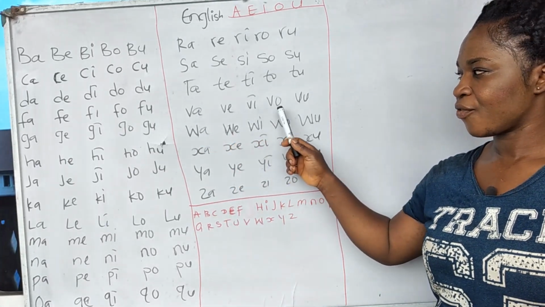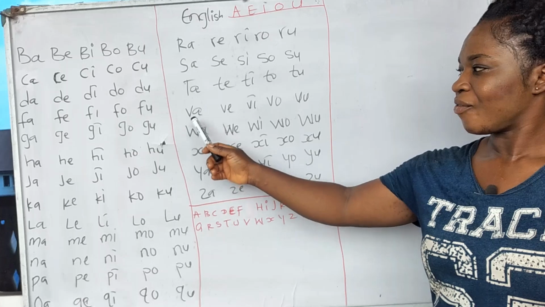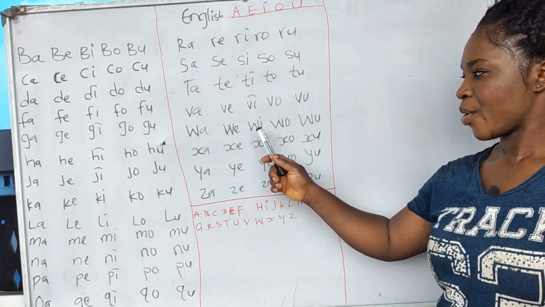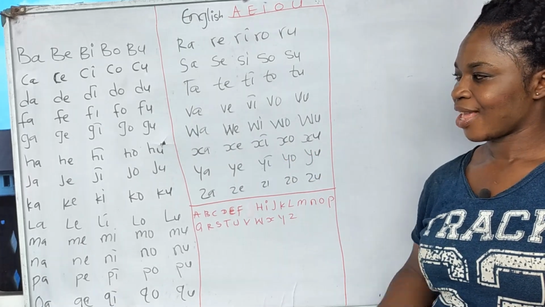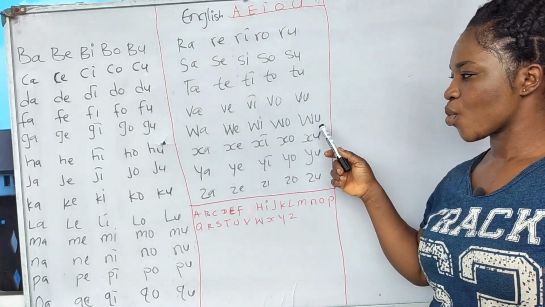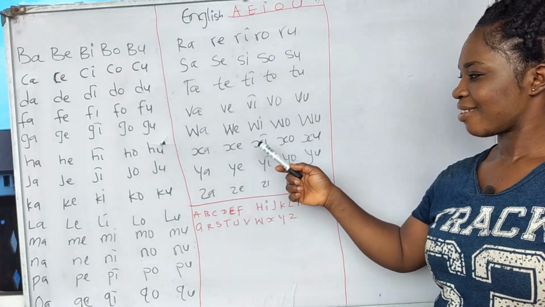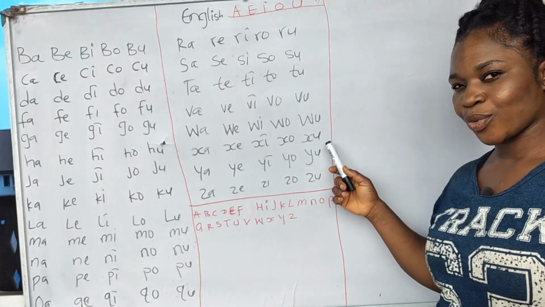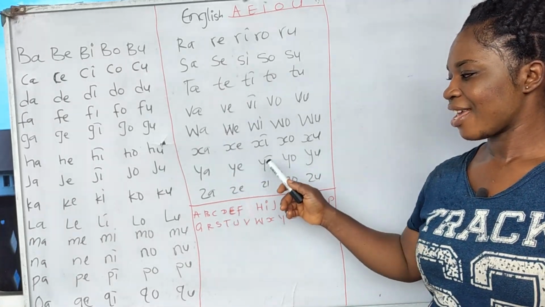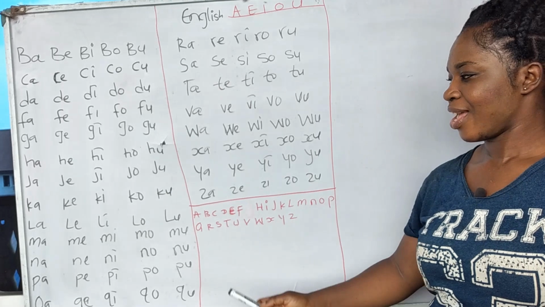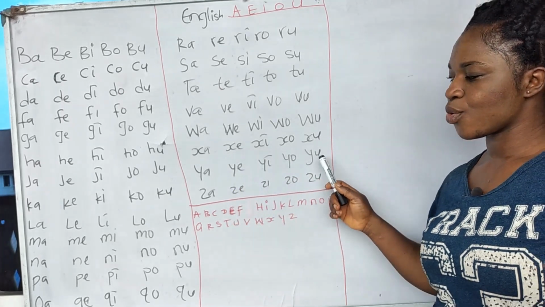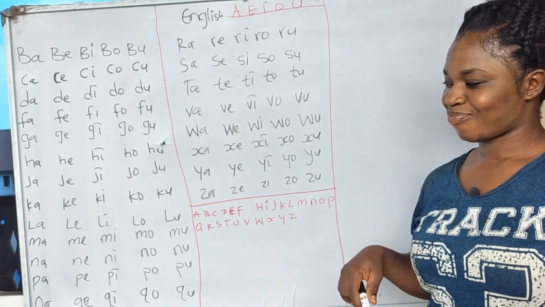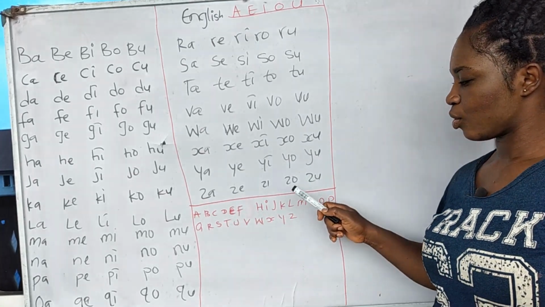Va, ve, vi, vo, vu. Va, ve, vi, vo, vu. Wa, we, wi, wo, wu. Wa, we, wi, wo, wu. Sa, se, si, so, su. Sa, se, si, so, su. Ya, ye, yi, yo, yu. Ya, ye, yi, yo, yu. Za, ze, zi, zo, zu. Za, ze, zi, zo, zu.